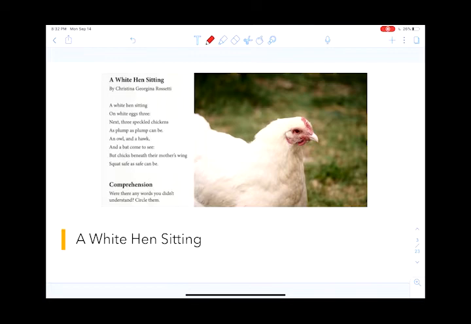Were there any words you didn't understand? Circle them and look up their definition. Next, we'll move on to some narration practice.